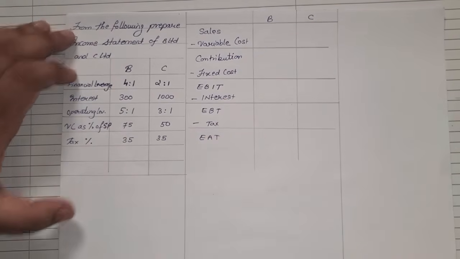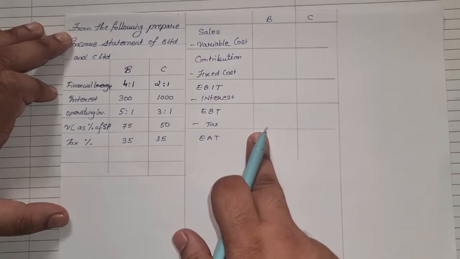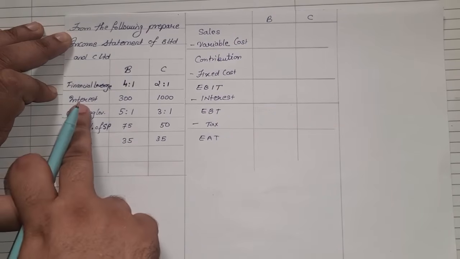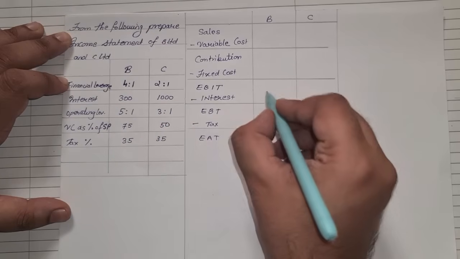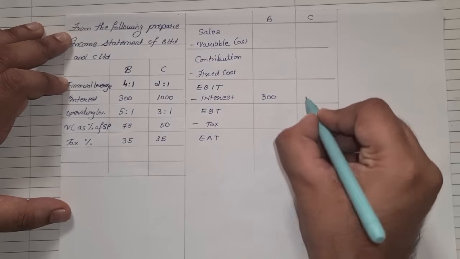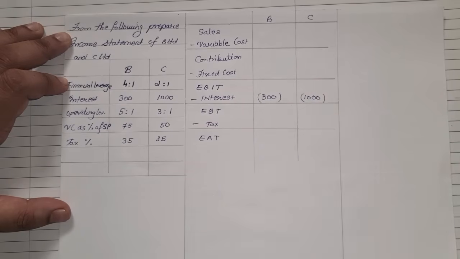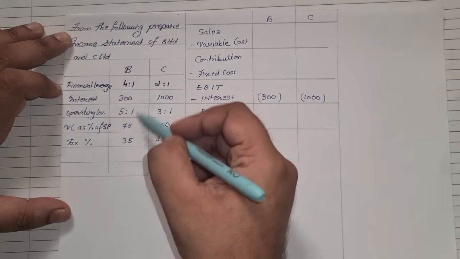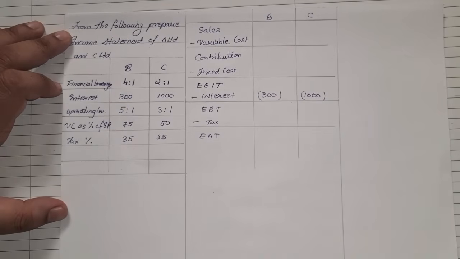Now, as per the question, let us try to figure out if anything is given to us which we can apply into the format. Now I can see here interest is given, 300 and 1000. So what we can do here is note down the interest, 300 and 1000. Since it is less, we will put it in brackets. Other than that, they have given you the leverages and some percentages, so I can't use those in the format right now.